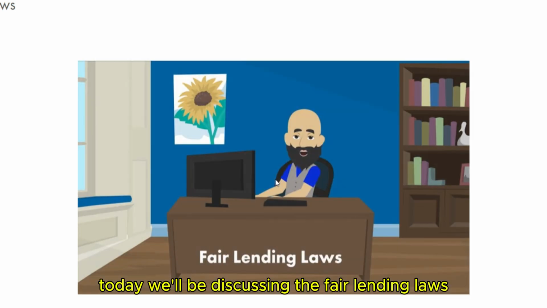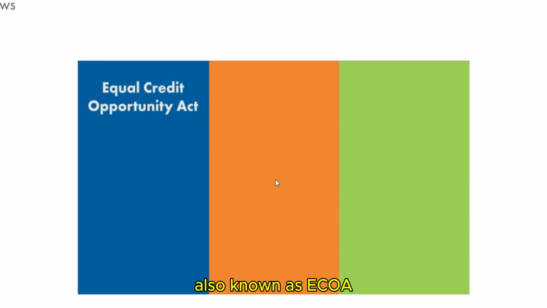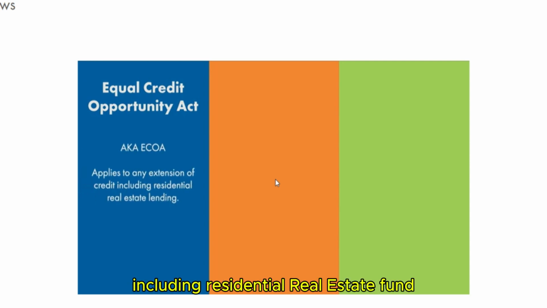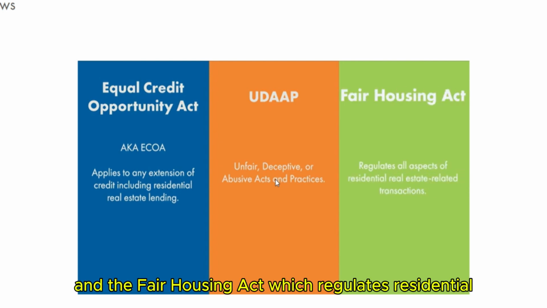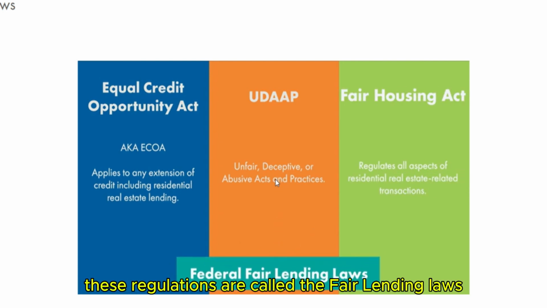Today we'll be discussing the fair lending laws, starting with the Equal Credit Opportunity Act, also known as ECOA, which applies to any extension of credit including residential real estate lending. UDAPs, which are unfair, deceptive, or abusive acts and practices. And the Fair Housing Act, which regulates residential real estate related transactions. Together, these regulations are called the fair lending laws.